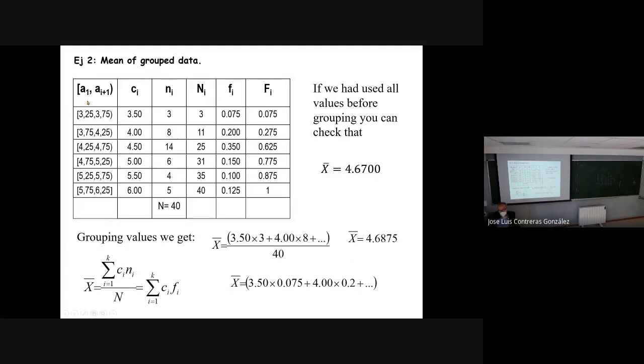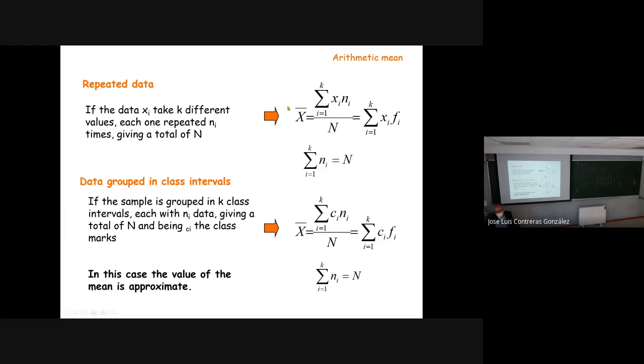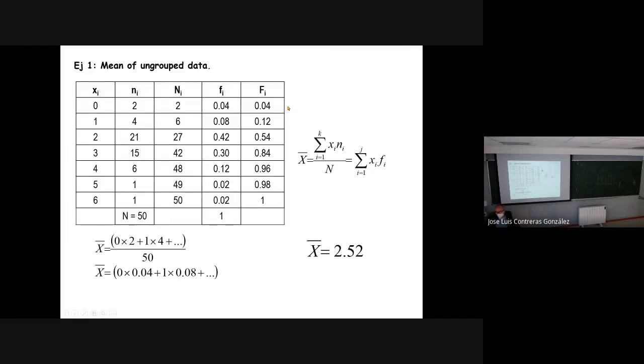Either get all the rooms individually, compute the sum, and we would get 46.7, or we could use the grouped values, and we would get 46.8. These are a bit different, you see, because we did lose some information when we grouped the data. This is the result for them. Okay? Just remember that it's easy to use this formula to compute the mean from the grouped data, from the table.